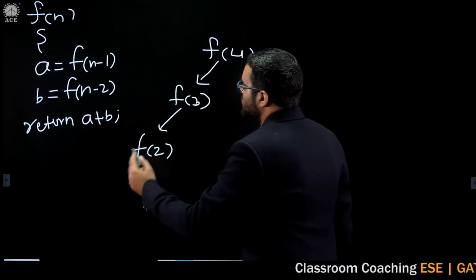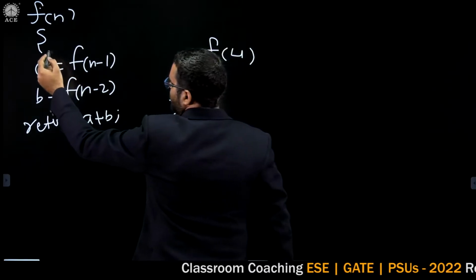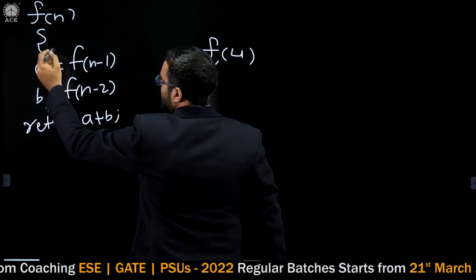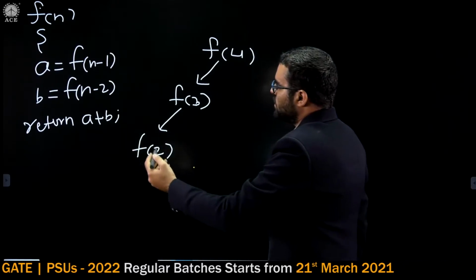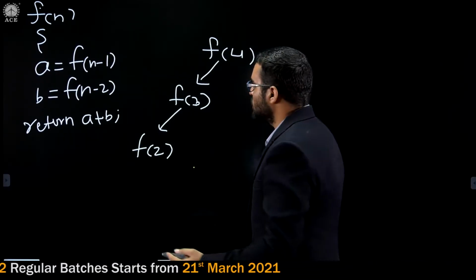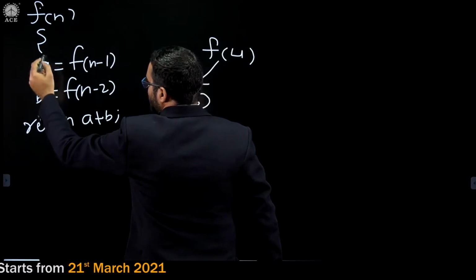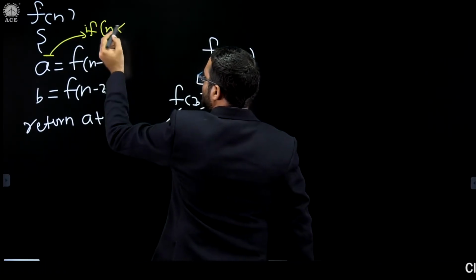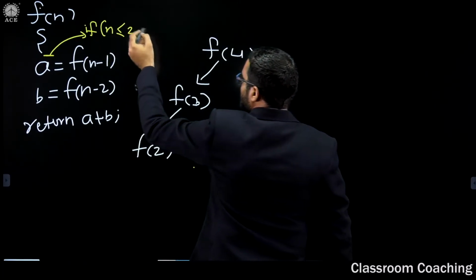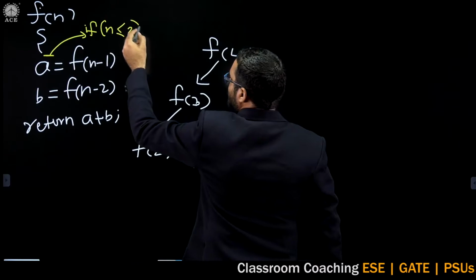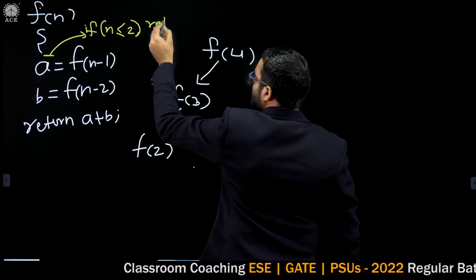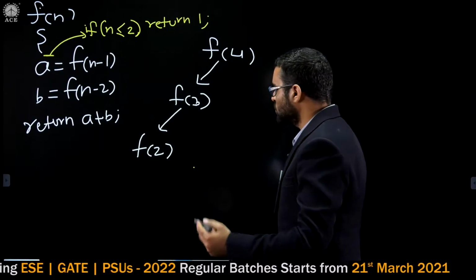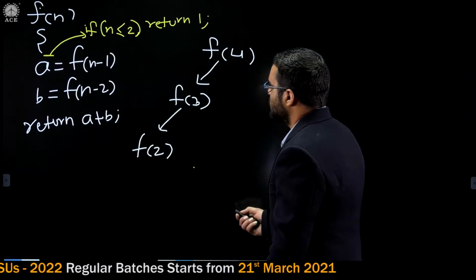Here let's assume we can put a condition in this program: if n is less than or equal to 2, then we simply return 1, because the value of F1 is 1 and the value of F2 is 1. So we can put a condition here.